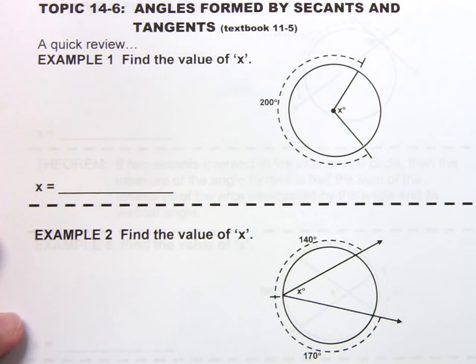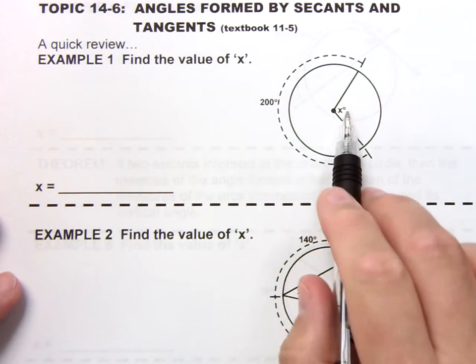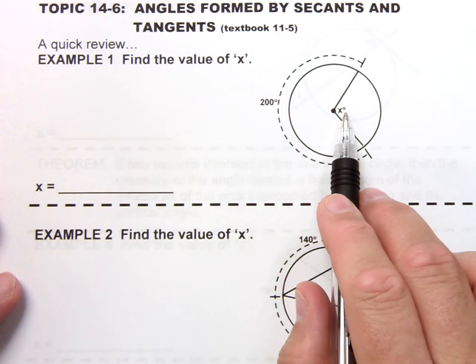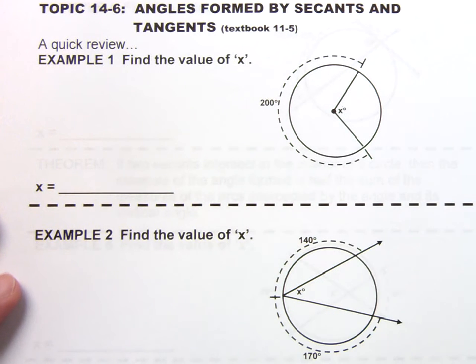Alright, we're talking about angles formed by secants and tangents today. I got a couple of quick review questions right here. Finding what x is on this problem. X is a central angle.